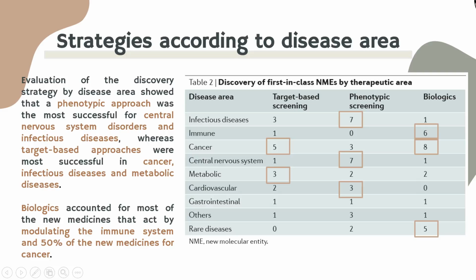The next one is the strategies according to the disease area. These tables show the discovery of first-in-class NMEs by therapeutic area. Evaluation of the discovery strategy by disease area showed that a phenotypic approach was the most successful for central nervous system disorder and infectious disease, whereas the target-based approach was most successful in cancer, infectious disease, and metabolic disease. And biologics accounted for most of the new medicines that act by modulating the immune system and 50% of the new medicine for cancer.